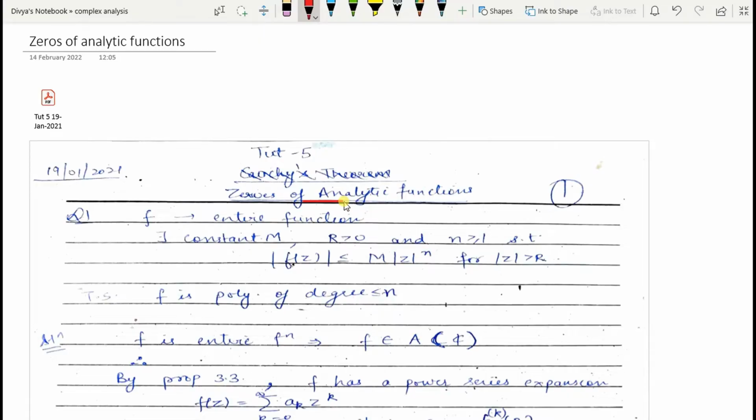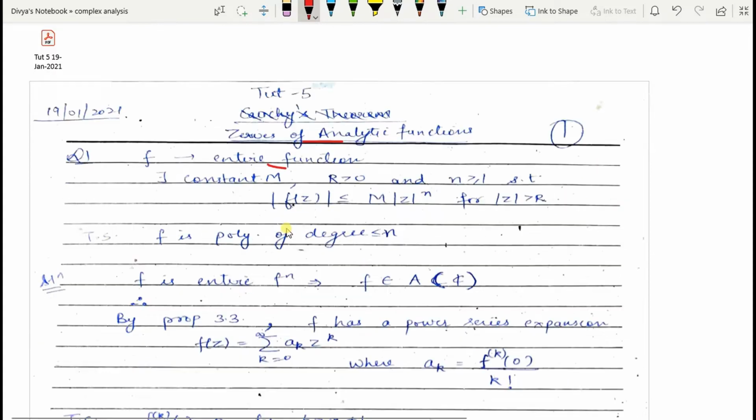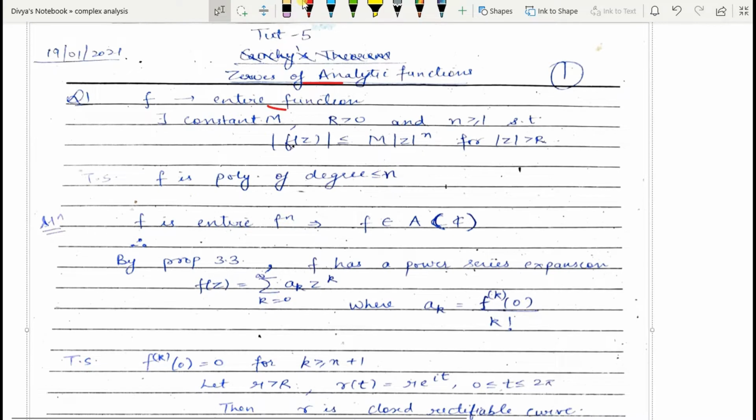So question number 1 is, we are given f is an entire function and there exists a constant M and an R greater than 0, n greater than or equal to 1 such that this holds. That is, modulus of f of z is less than or equal to M times modulus of z to the power n for modulus of z greater than R. We have to show that f is a polynomial of degree at most n, that is, degree of f less than or equal to n.